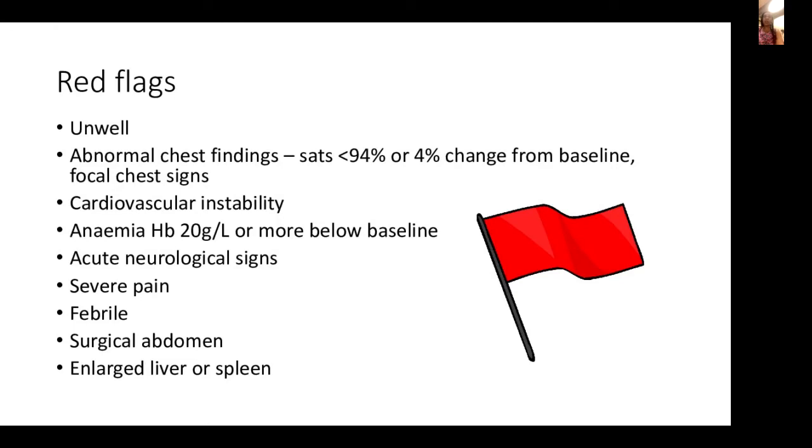Any surgical abdomen: they can get gallstones, but they can also get sickling in the gut and can develop ileus or ischemic gut, so that's also worrying. And then an enlarged liver or spleen, because these are signs of sequestration, and that can be life-threatening because of pooling of blood in the liver and spleen, and they can go into shock and collapse right in front of you very, very quickly.